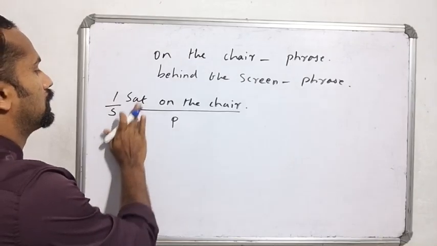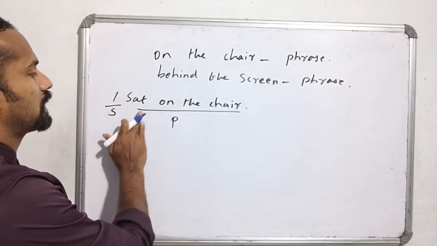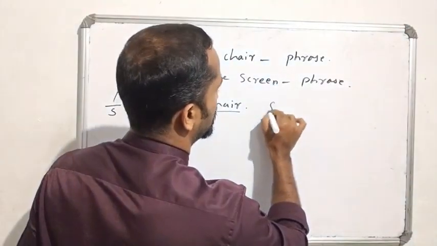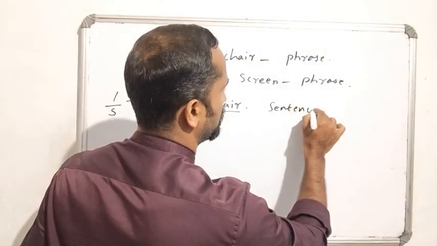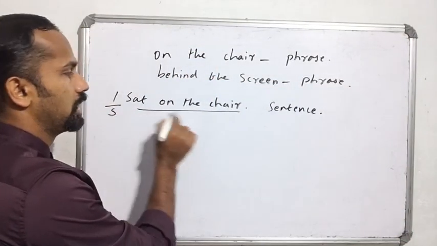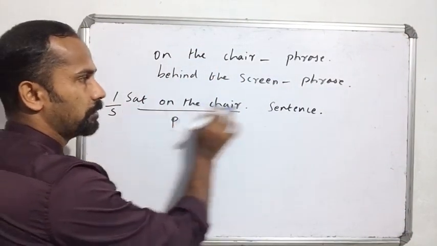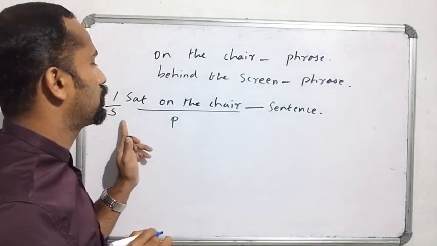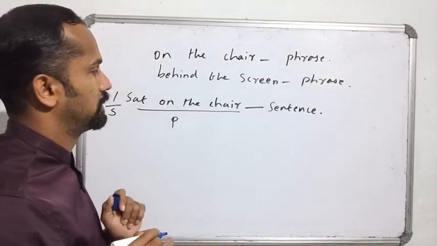So a group of words with the subject and predicate and a complete meaning is called a sentence. It's a sentence because this is a group of words with the subject and predicate and with complete meaning.